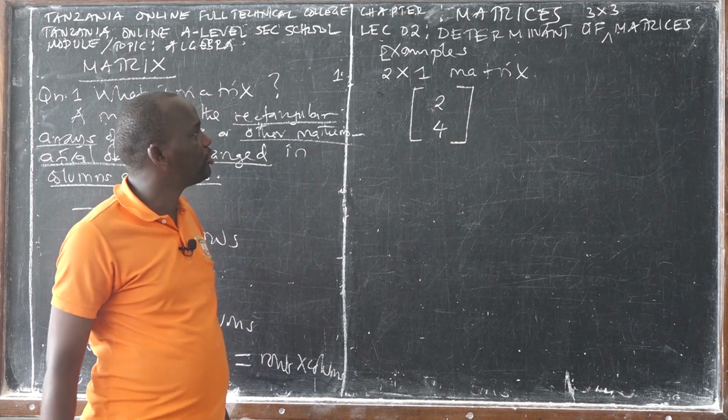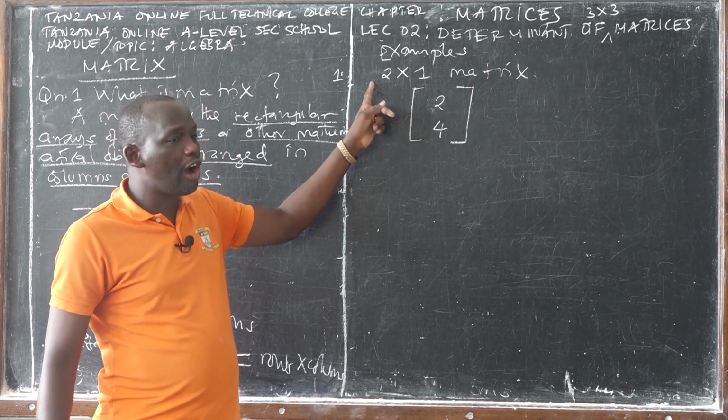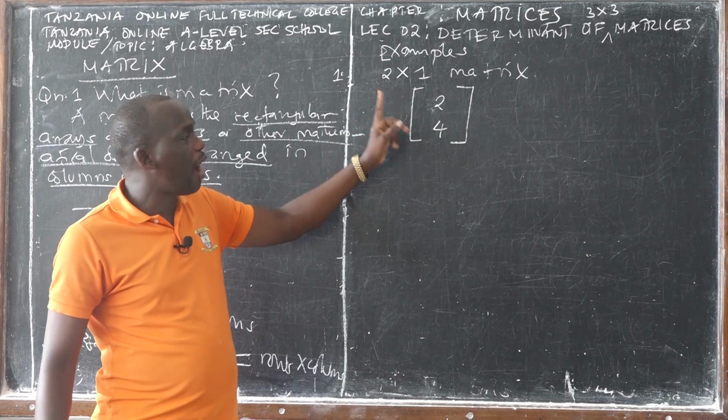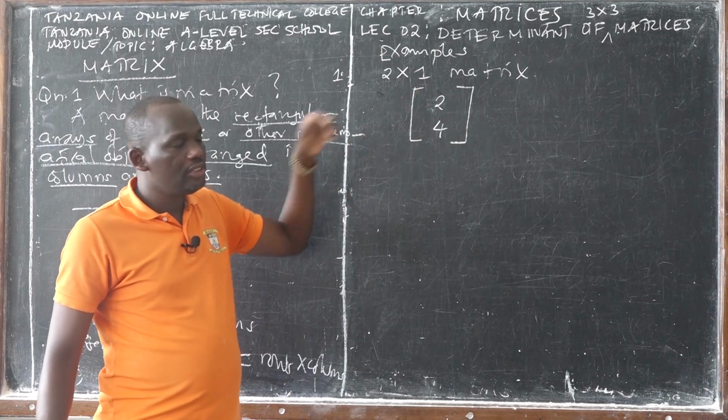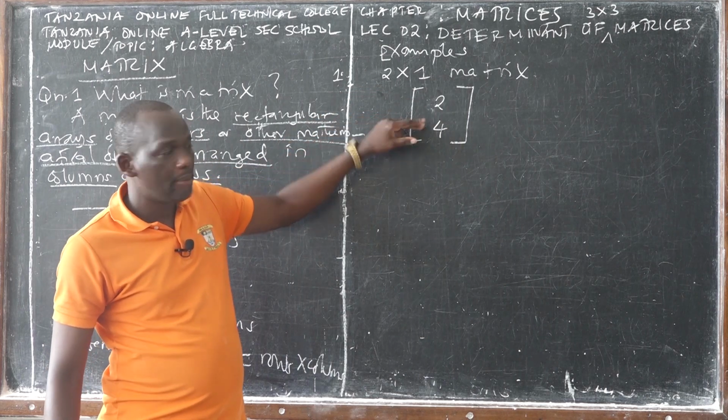Let me repeat for customers. We say this is a 2 by 1 matrix. Number of rows, how many rows do you have? 2. How many columns do you have? 1. So this is the first row, second row, but 1 column.